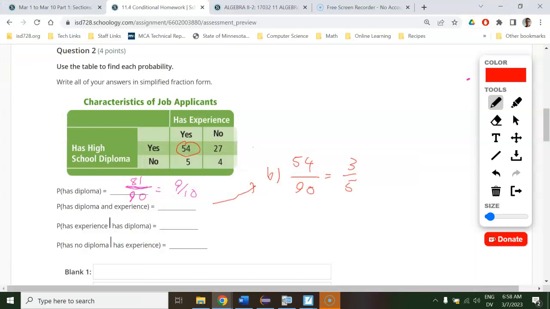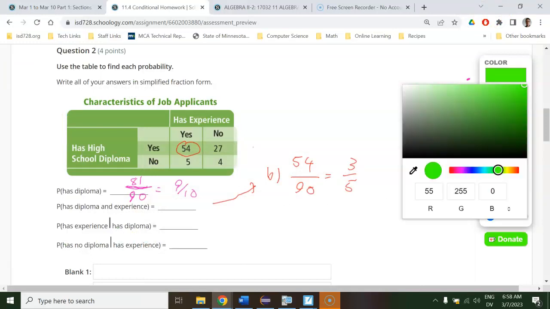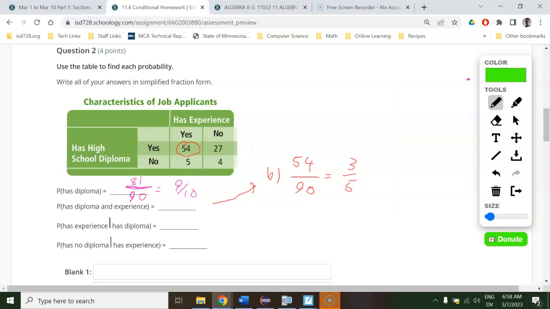Okay, doing the given that probability ones. Now we're looking at just part of the table, so we're not doing all 90 now. It says has experience given that they have a diploma. So again, this becomes the denominator. If you look at the ones that have diploma, if we highlight those, here's has diploma and yes, that's our denominator, those 81 people. If you add up 54 and 27, it's 81.